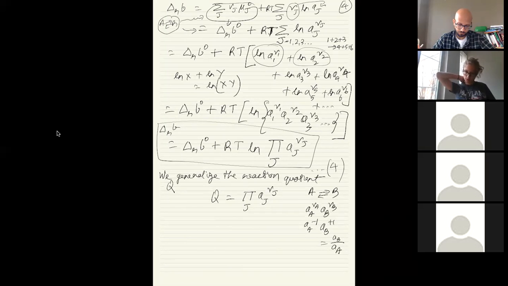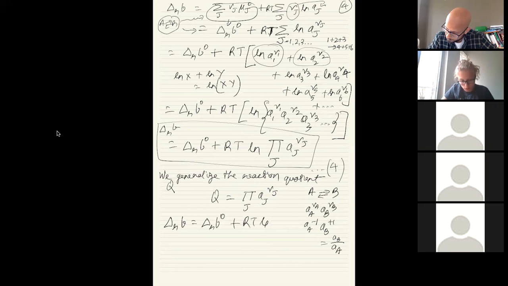Okay. And with this, we can once again write down delta Rg is equal to delta Rg naught plus RT ln Q. This is something we wrote down for our model, little A going to B reaction, and now it's generalized to everything. Let's look at another reaction.